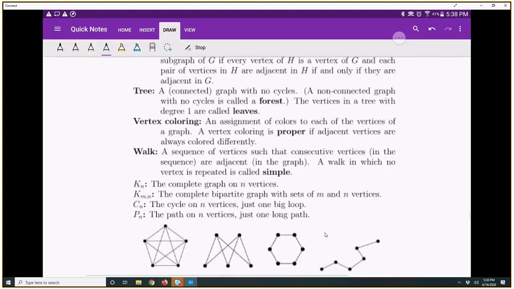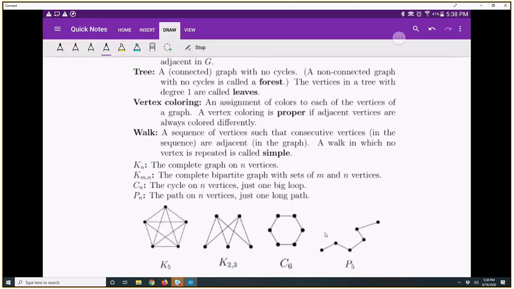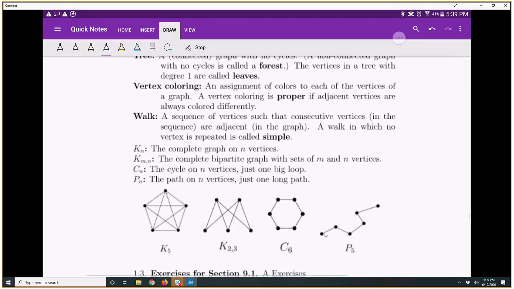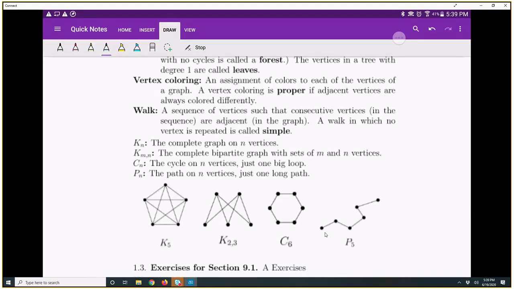A tree is a connected graph with no cycles. A non-connected graph with no cycles is called a forest. And the vertices in a tree with degree 1 are called leaves. And vertex coloring will be an assignment of colors to each of the vertices of a graph. A vertex coloring is proper if adjacent vertices are always colored differently.